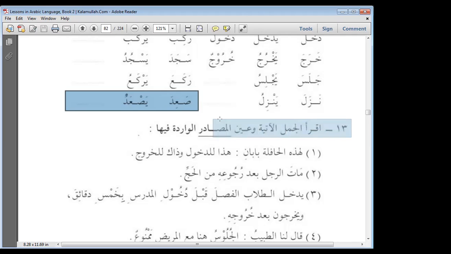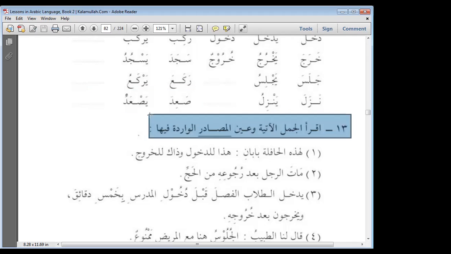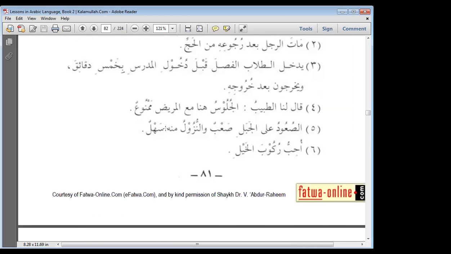All right. Next exercise. اقرأ الجمل الآتية وعين المصدر الواردة فيها. So read the following sentences and identify or pick out the masdar that is present in them. So we have some masdar in the following sentences and we need to pick them out.